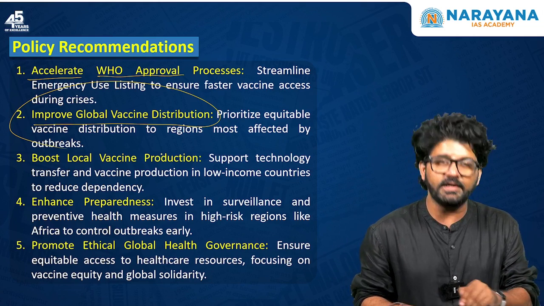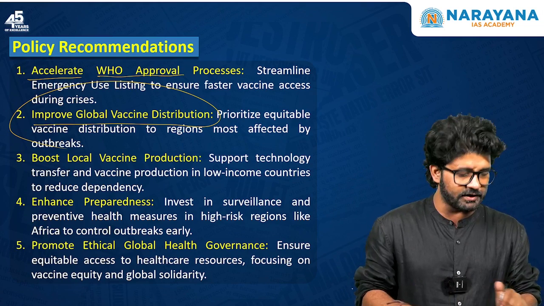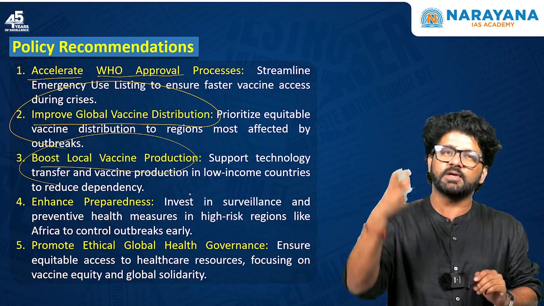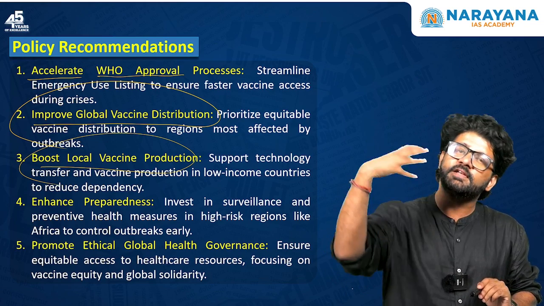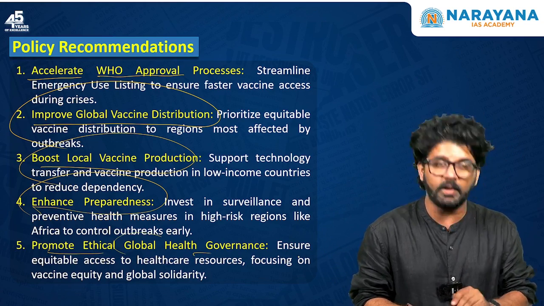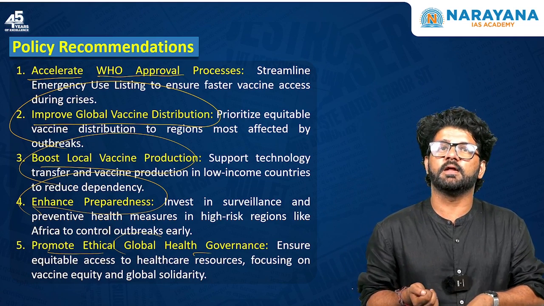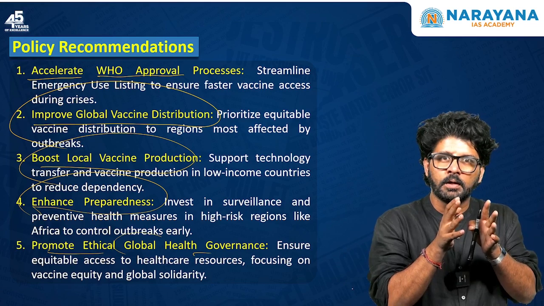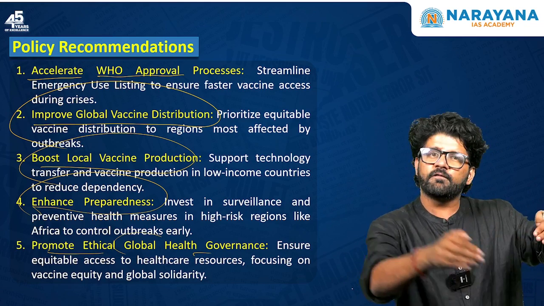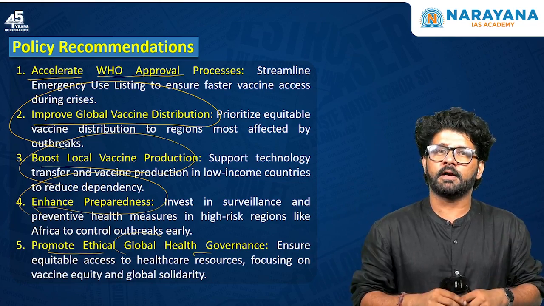Improve global vaccine distribution. Don't just focus on the rich North. Pay attention to the poor South as well. Boost local vaccine production. Start making these vaccines in African countries only. Enhance preparedness and promote ethical global health governance. These things have to be done, and they have to be done at the earliest if we don't want it to transition from an epidemic to a pandemic, to something of much wider ramification.